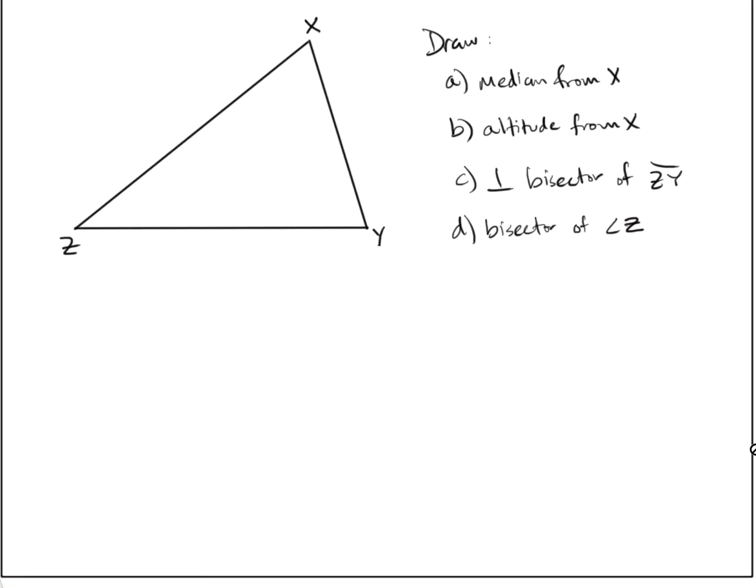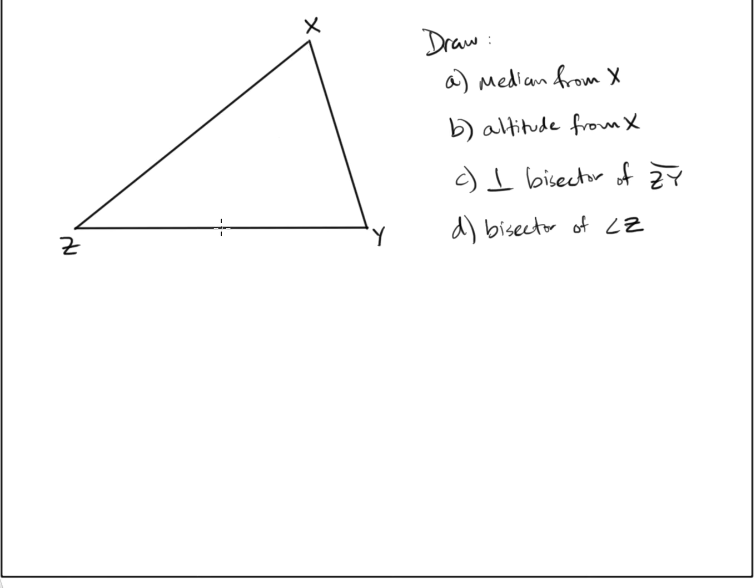Lastly, I have a picture here where I'm going to draw some of these special segments that we've learned about in this chapter. First of all, I'm going to draw the median from angle X. Well, if I'm going to draw the median, that means I need to know where the midpoint of the opposite side is, because the median is going to go from that vertex over to the midpoint of the opposite side.